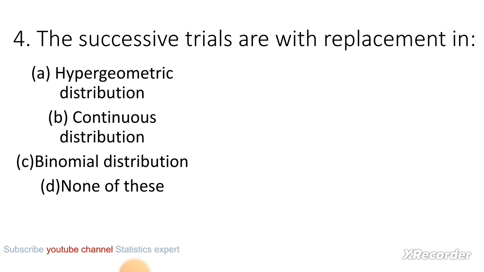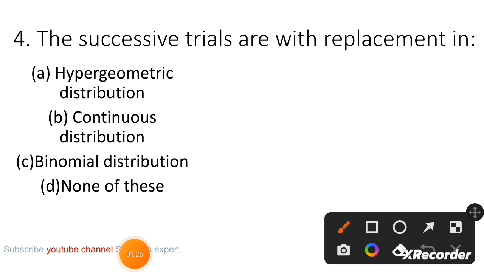The successive trials are with replacement. Is it a hypergeometric distribution, continuous distribution, binomial distribution, or none of these? So hence the right option is binomial distribution. If the question were that successive trials are without replacement, then it would be hypergeometric distribution. But with replacement, binomial distribution is the right option.